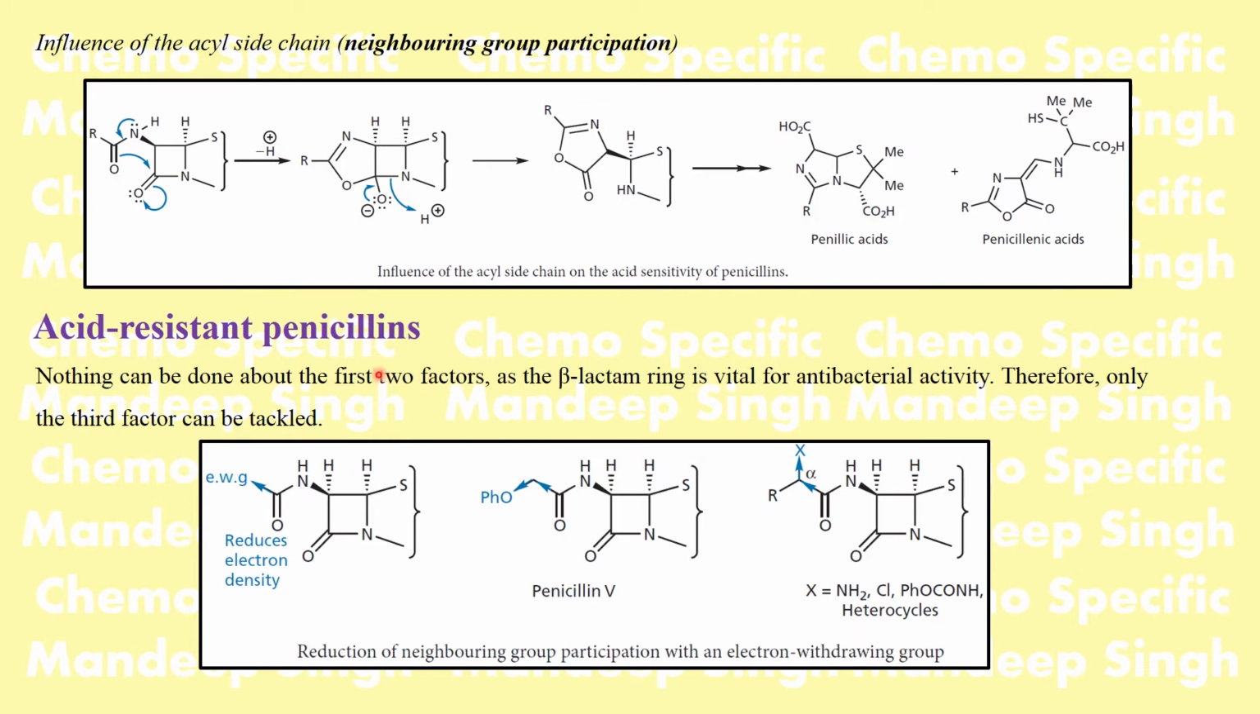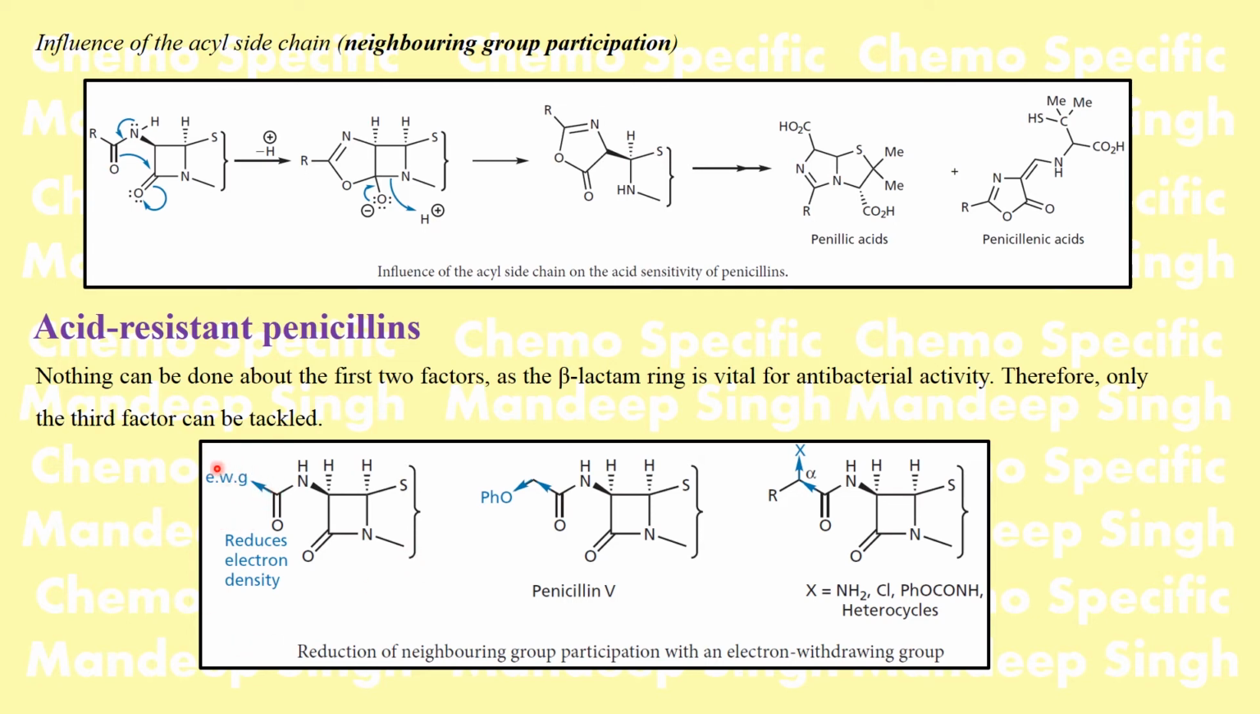Now what can we do to tackle this problem? How can we make acid resistant penicillin? We cannot do anything about the ring strain present in the penicillin, because we know that having that strained bicyclic system is absolutely essential for its activity. So we cannot do anything about the first two factors, but we can do something about factor number 3, the influence of the acyl side chain.